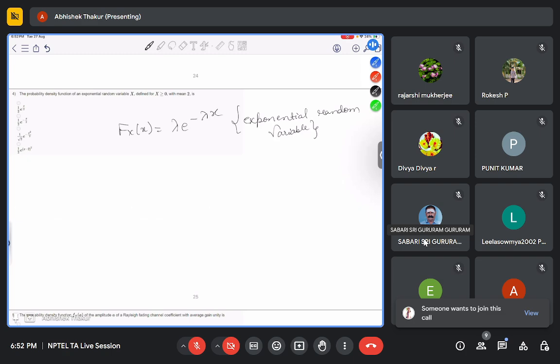So here mu is equal to 1 by lambda. In this question the mean is given as 2, so lambda is equal to 1 by 2. So our fx(x) will be 1 by 2 e to the power of minus half of x. So the correct answer for this question is option number B.